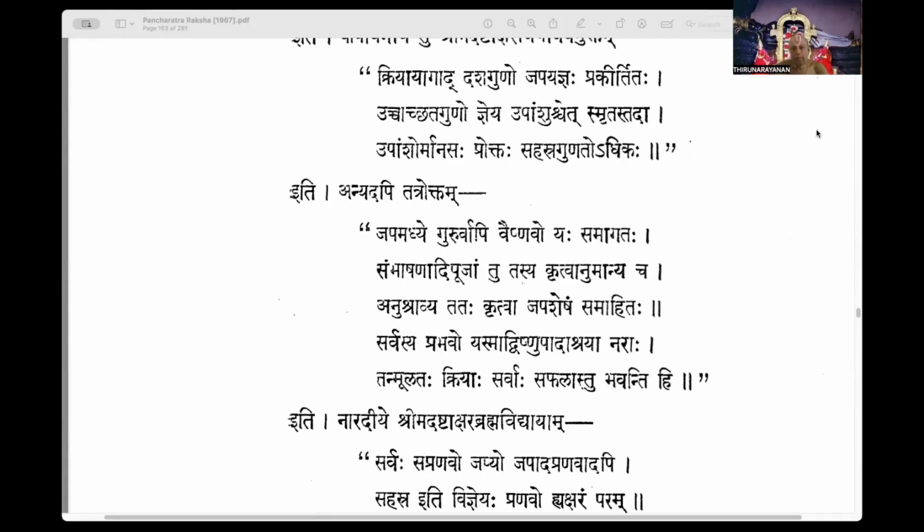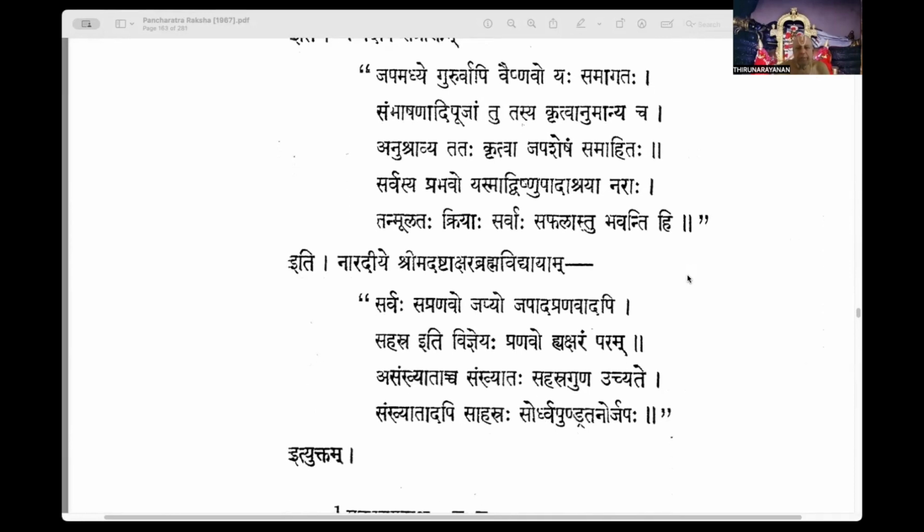Anyadapi tatroktam. One more aspect is given here. So japa madhye, while you are doing meditation, guruhu vapi vaishnavaha, either an elder person, teacher, or father, even the father who is normally at home, goes out and comes back, or he comes to the place where you are doing meditation. So guruhu, teacher, father, elder. So Vaishnavaha, especially a Vishnu devotee, yaha samagataha, once he arrives, sambhashanadi pujantu tasya kritva anumanyacham.